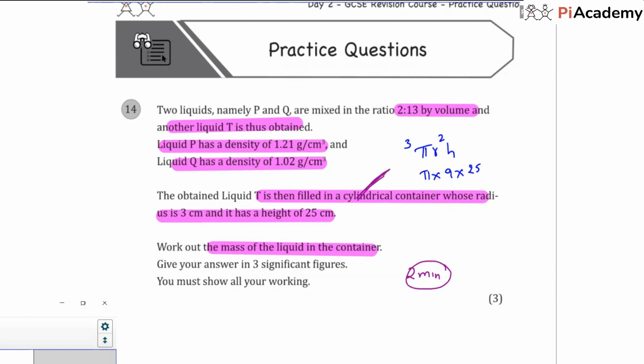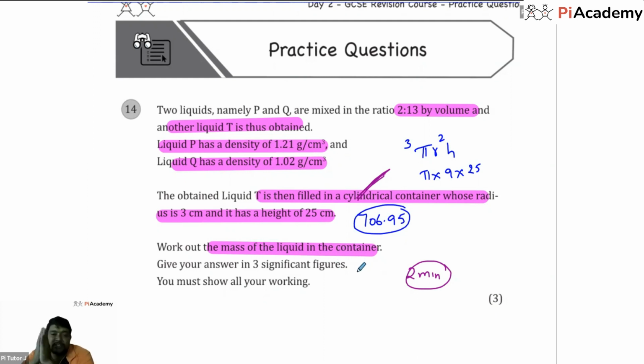Okay, so 25 times 9 times pi. Let's use the pi value as 3.142. So you get 706.95. Okay, that's the volume. Correct? Yes, sir. And you have the density. I agree. Yes. What next, guys?